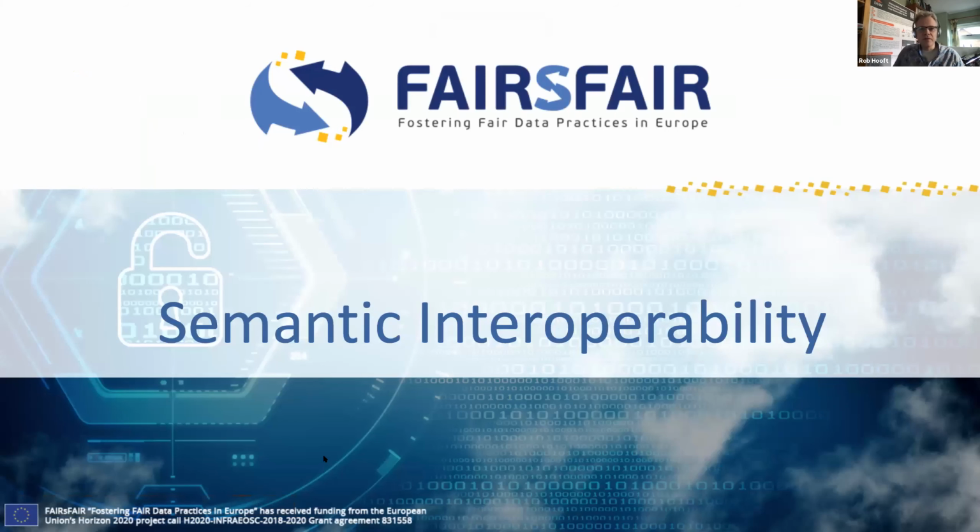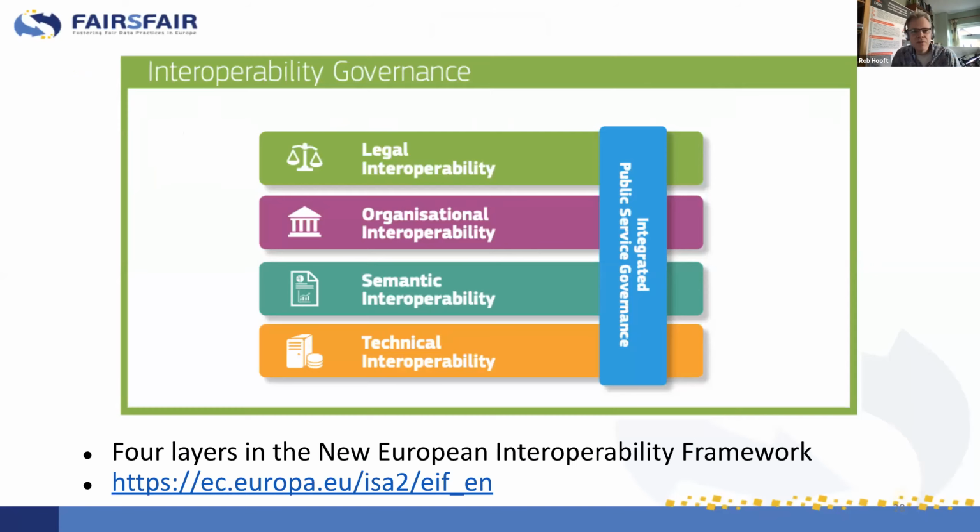So, semantic interoperability. The first slide that we have here is showing that semantic interoperability is actually a part of a whole stack that is needed to make interoperability possible. This is an image from the European Interoperability Framework, mostly targeted at public services, communities, countries, governments who are sharing their data, but it's a very good model to see what kind of interoperability is needed. And you see four layers here. So there's technical interoperability, semantic interoperability, organizational interoperability, and legal interoperability.